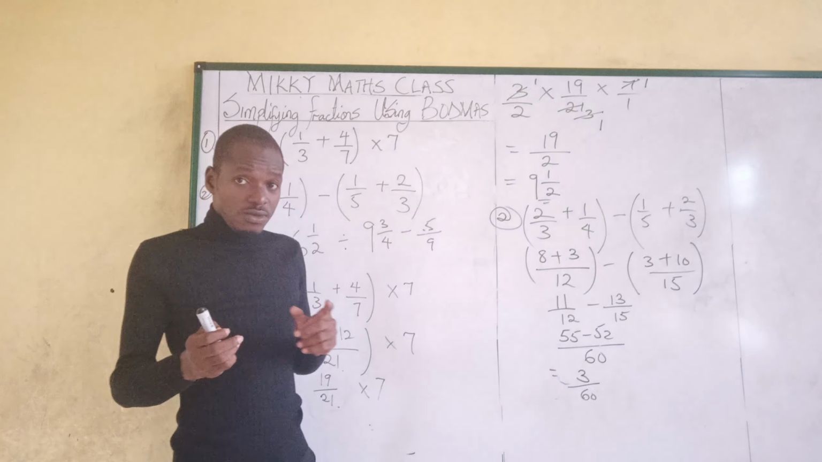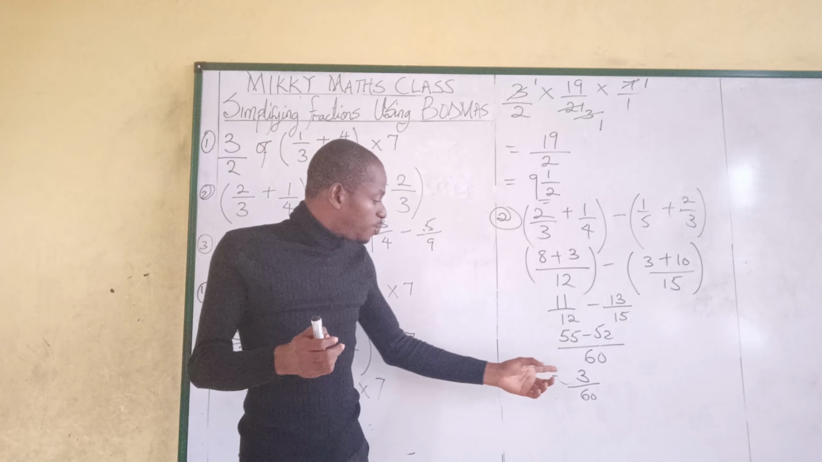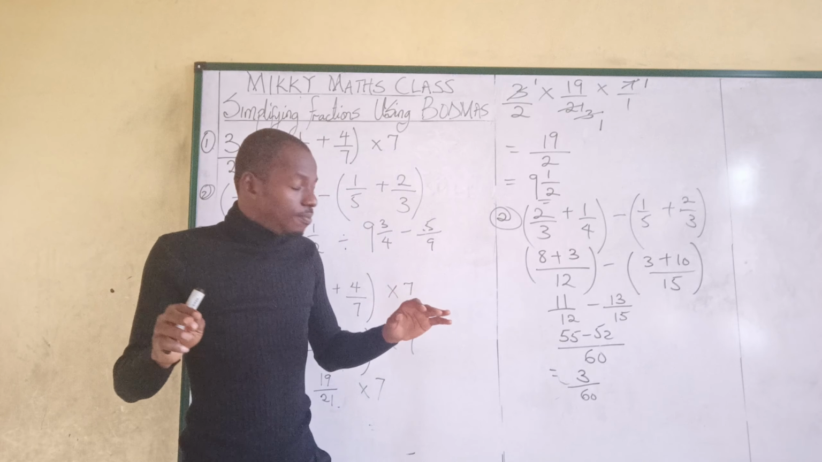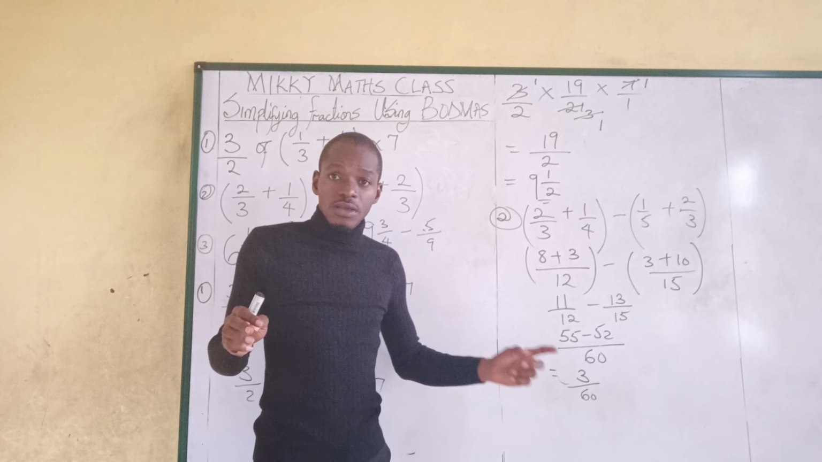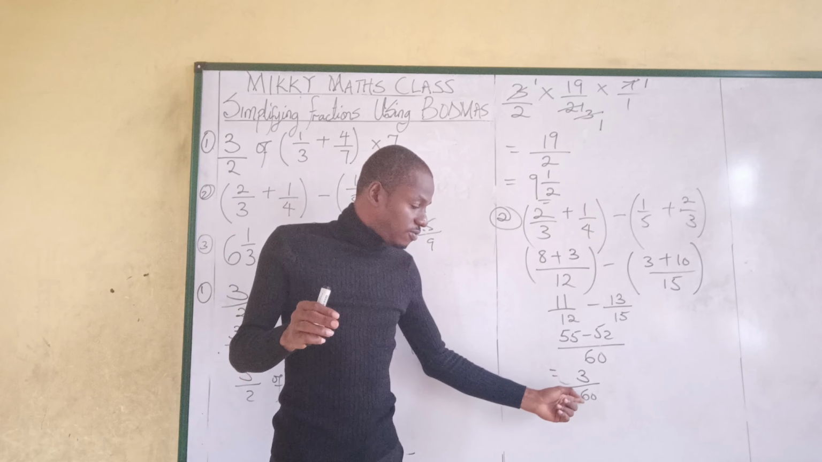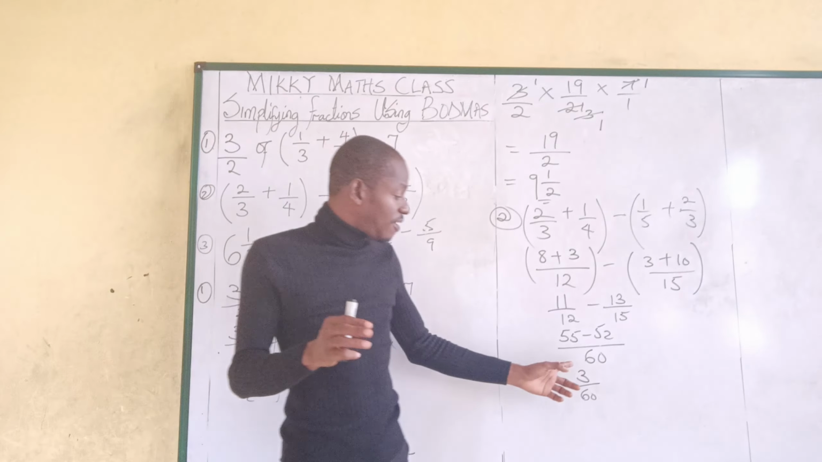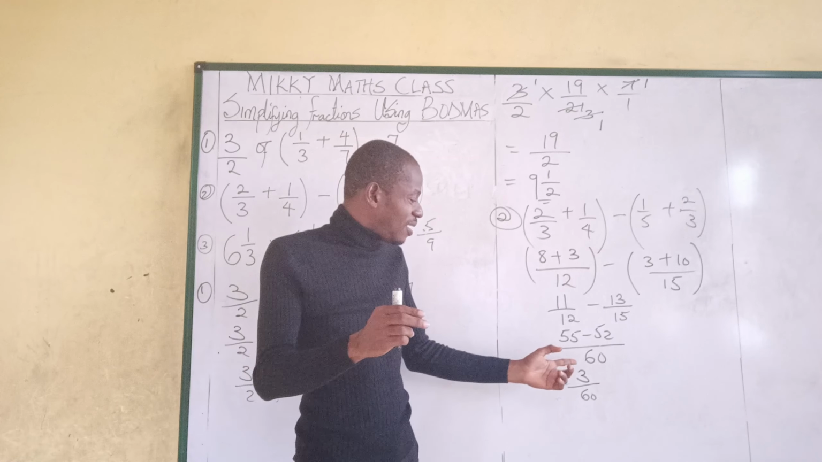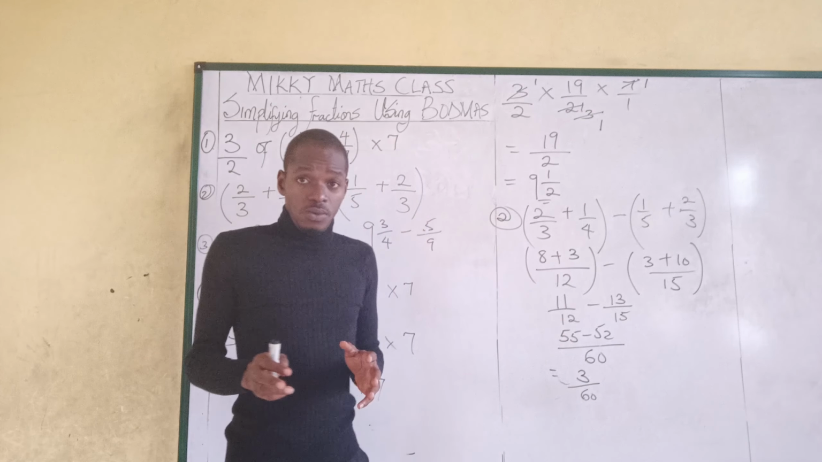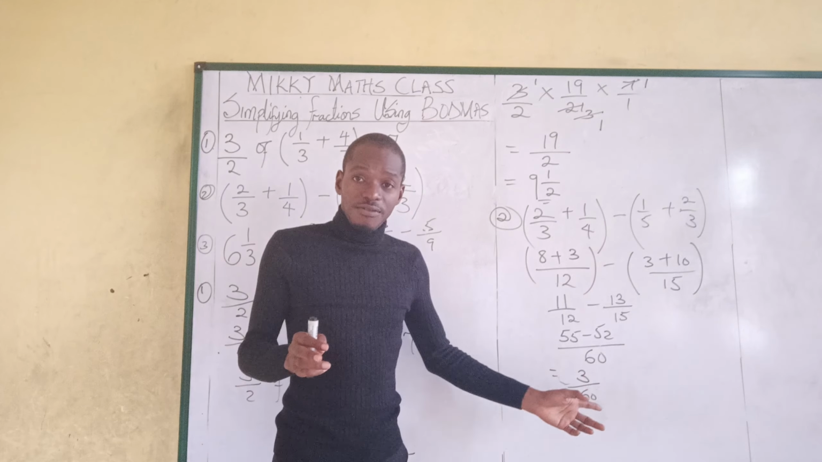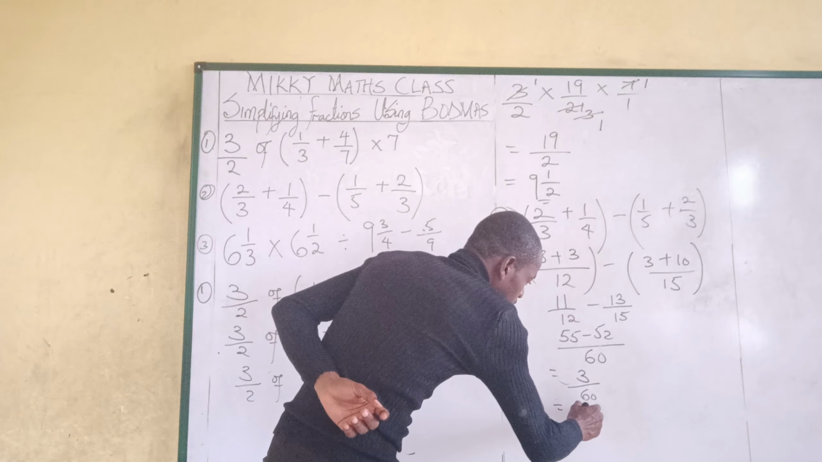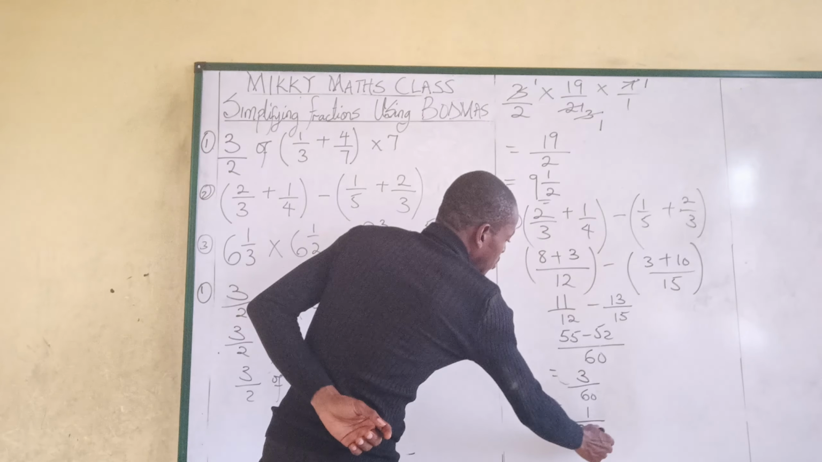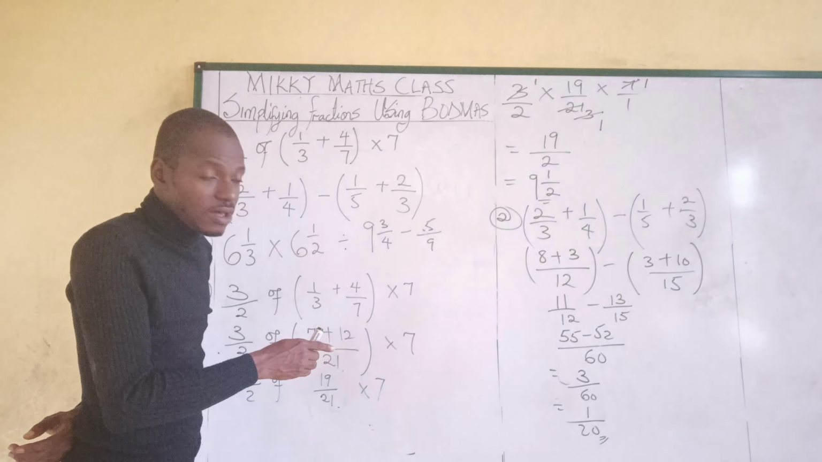Now, 3 over 60 is not the final answer. I must put this in its simplest form, because this is 3 and this is 60. 3 can divide 3, 3 can divide 60, so it's not in the simplest form. When you say put something in the simplest form, that means look for a number that will divide the two of them, what can divide up and what can divide down. So 3 in 3 is 1, 3 in 60 is 20. So 1 over 20 is the final answer.